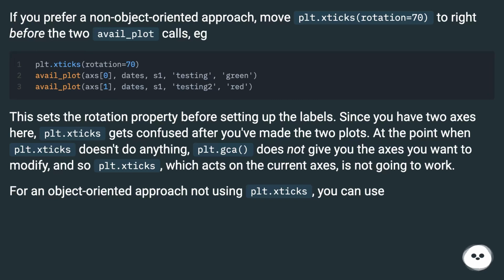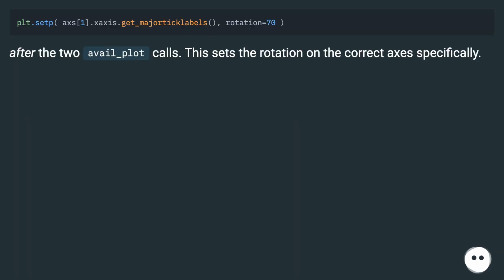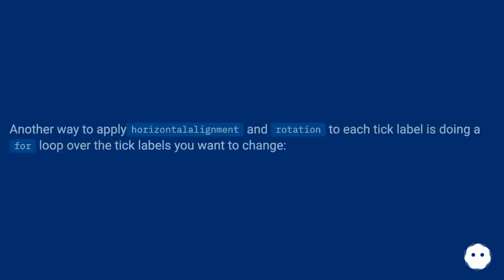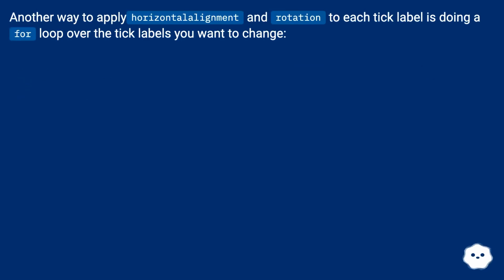For an object-oriented approach not using plt.xticks, you can use the following after the two avail_plot calls. This sets the rotation on the correct axis specifically. Another way to apply horizontal alignment and rotation to each tick label is doing a for loop over the tick labels you want to change.